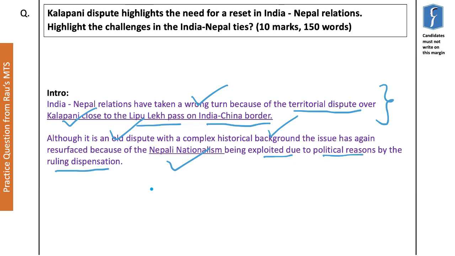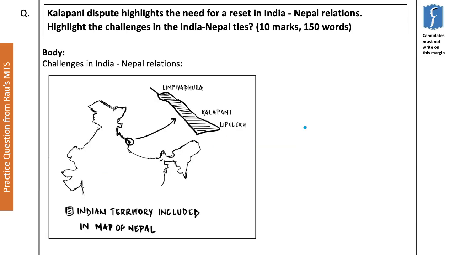And as such, this Kalapani dispute, which has a complex historical background, has again resurfaced because of the Nepali nationalism, which is being exploited due to political reasons by the current ruling dispensation. Now, to improve the visibility of the answer, you should always draw diagrams and flowcharts in the mains examination. And accordingly, in this answer, we can draw a map of the India-Nepal border and highlight the location of the Kalapani. So as you can see, it is located on the edge of Uttarakhand.